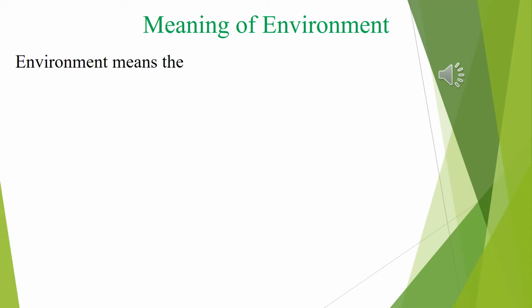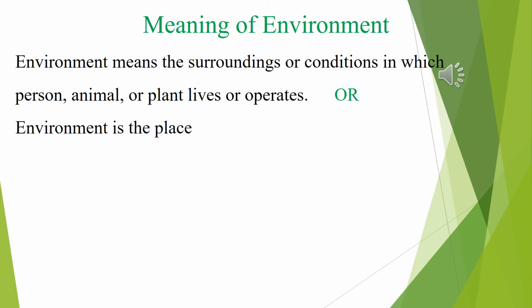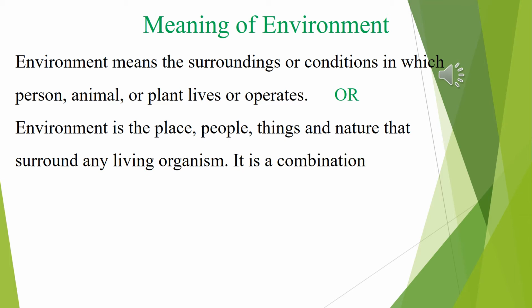Dear students, environment means the surroundings or conditions in which person, animal, or plant lives or operates. Or, environment is the place, people, things and nature that surround any living organism. It is a combination of natural and human-made resources. You can write any one or both of the definitions on your notebook and give at least 2 examples of environment.